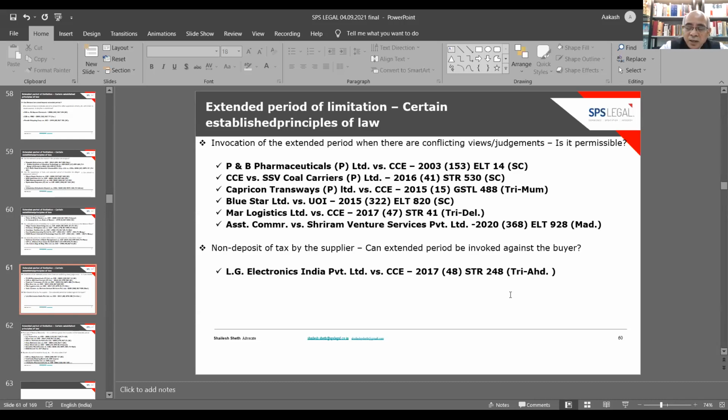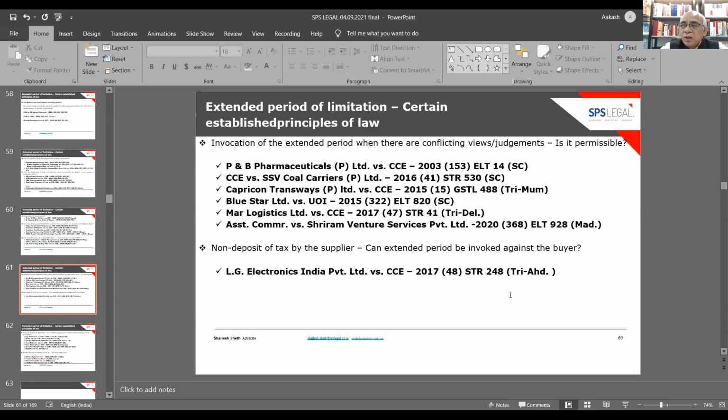Admissibility of the ITC in terms of 17(5)(c) and (d), Safari Retreat. These are the potential issues where the belated invocation of the extended period of limitation can become a subject matter of challenge, applying the principle laid down in this law.